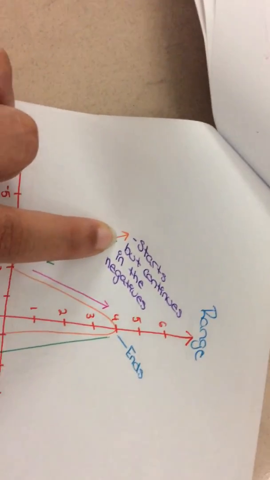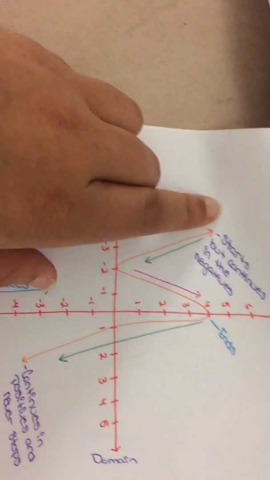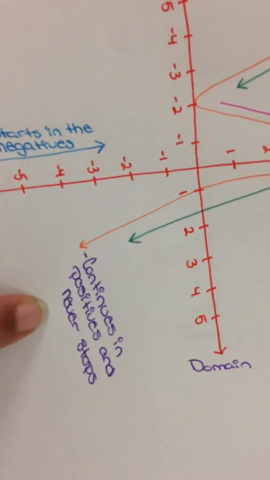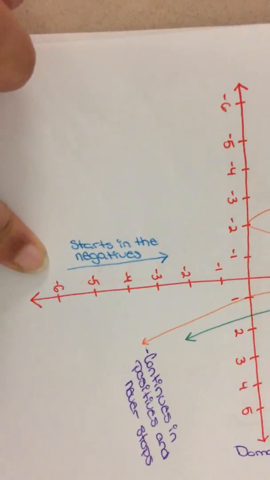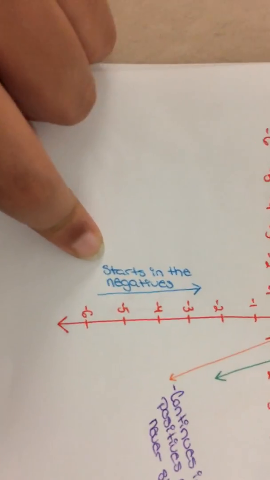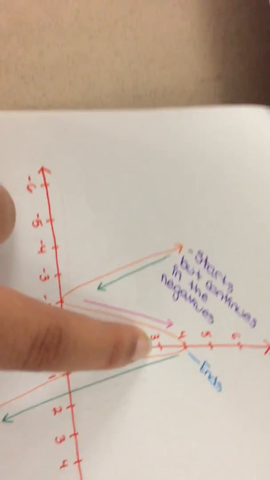Example 2. Domain. It starts but continues into the negatives, so you will put a negative infinity. It continues into the positives and never stops, so it'll be a positive infinity. Range, you start at the bottom. It starts in the negatives and continues and ends at 4.